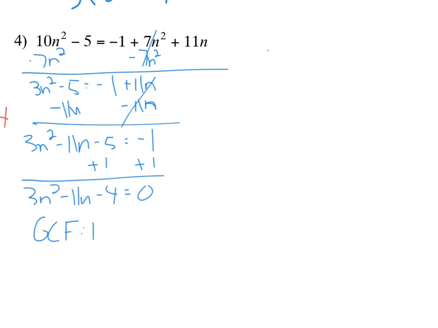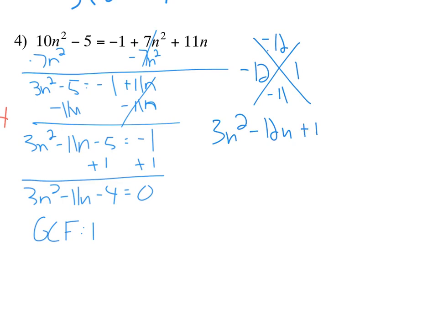So then we can do our x. So 3 times negative 4 is negative 12. Our b is negative 11. So what multiplies to negative 12 and adds to negative 11? Negative 12 and 1. And then I'll do factor by grouping for those students who like that. So we get 3n squared, our negative 11n is made up of negative 12n and 1n, and then we have minus 4, and that is equal to 0.